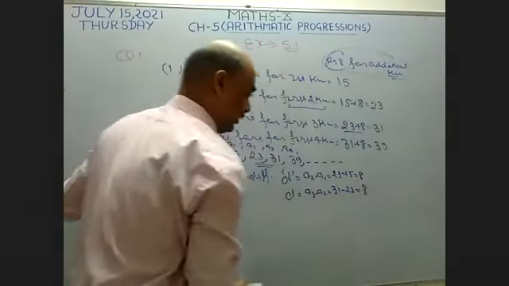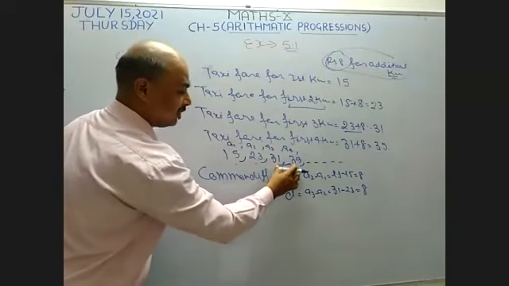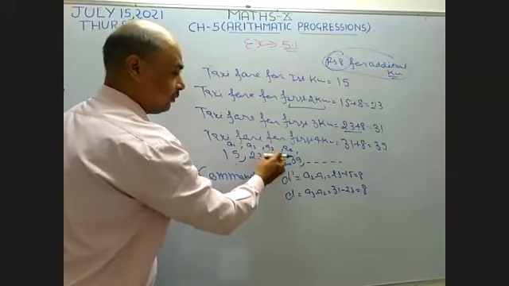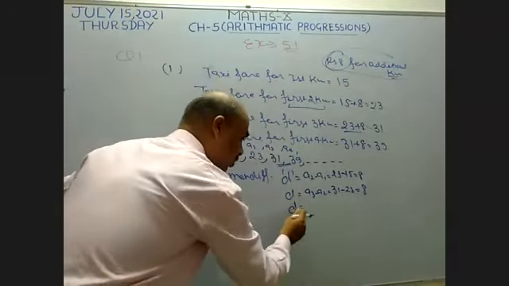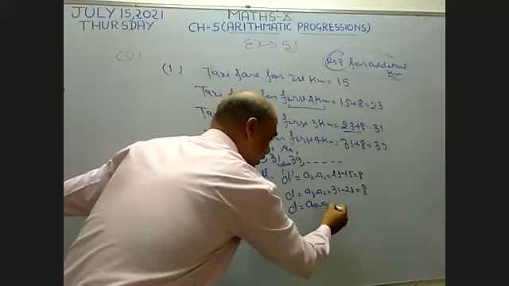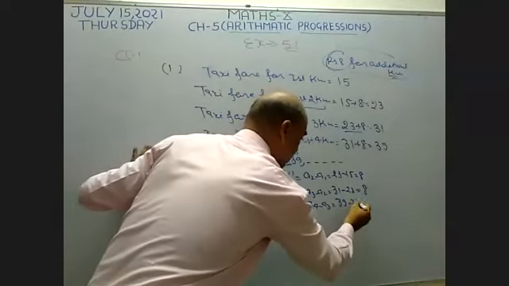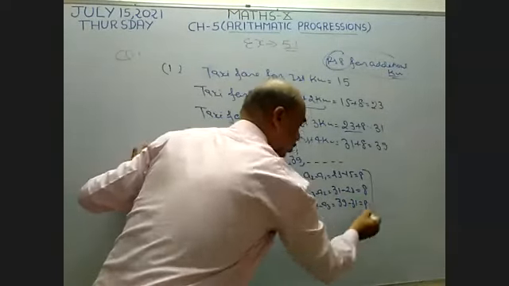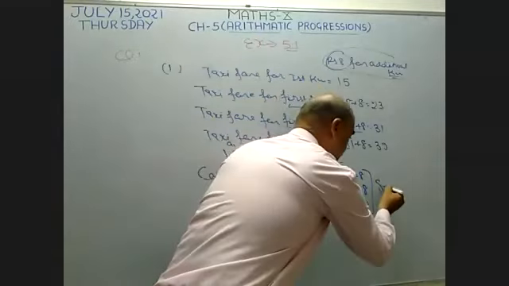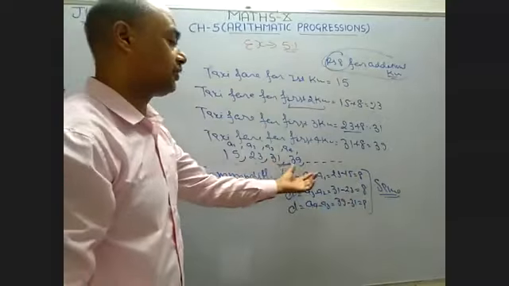Again, the difference becomes 8. I want to check the difference between the next two numbers. This is the fourth term and this is the third term. So write here D, where D means the common difference between these two numbers. A4 minus A3. What is A4? 39. 39 minus 31, again 8. Now see, the common difference is the same. Since the common difference is the same, therefore the given sequence represents an AP.